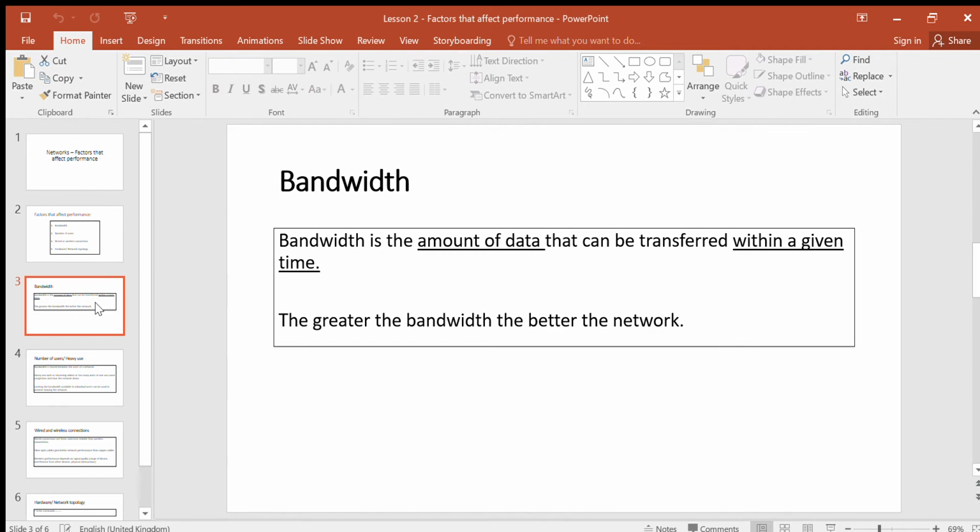Now, bandwidth is described as the amount of data that can be transferred within a given time. Hopefully you know me well enough by now. It's underlined, so it's important. If you want the marks in the exam, most students remember to put that bandwidth is the amount of data that can be transferred, but they don't put within a given time. That is super important because we're talking about how much data can be transferred per second or per minute or that kind of thing. Obviously, the greater the bandwidth, so the more data that you can transfer at once, the better the network will be, the smoother it will run.